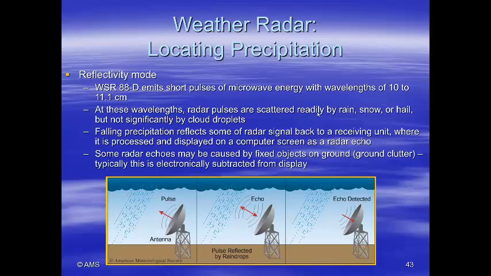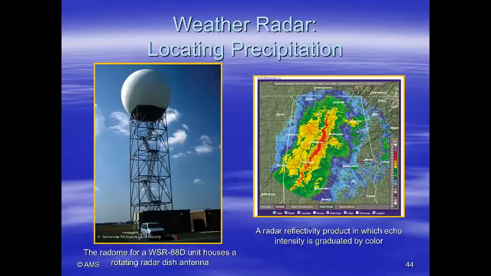So once again, we have a dish that looks like this. It sends out a pulse. It hits the rain. It echoes back. We measure the time it takes to get from when it leaves to when it comes back. We divide it by 2. We know how fast the microwaves were traveling, so we can figure out how far away they are.